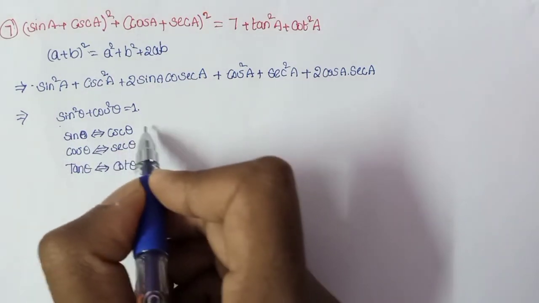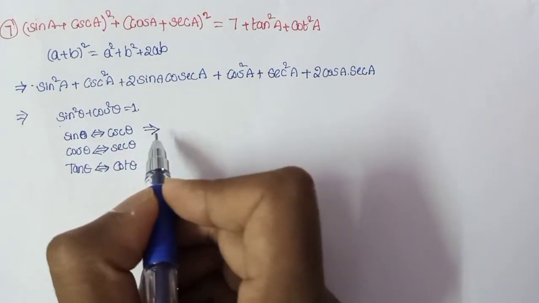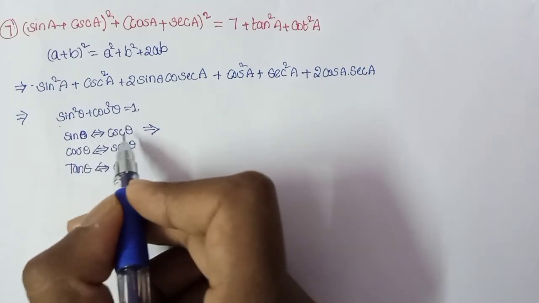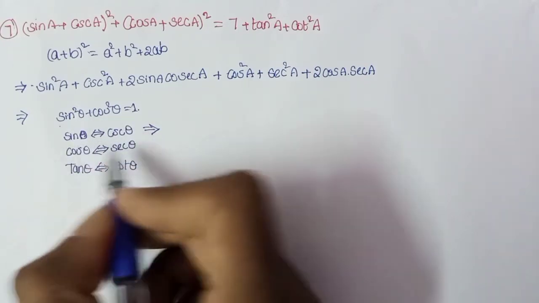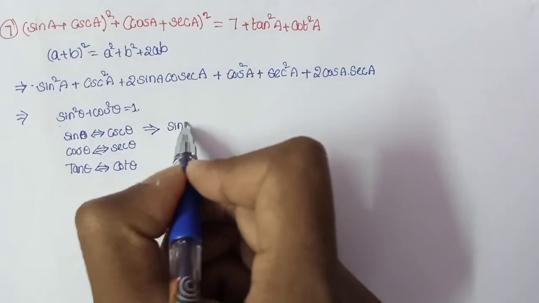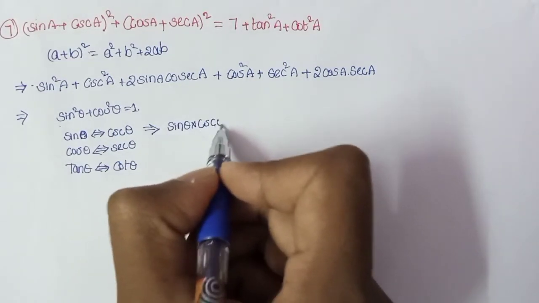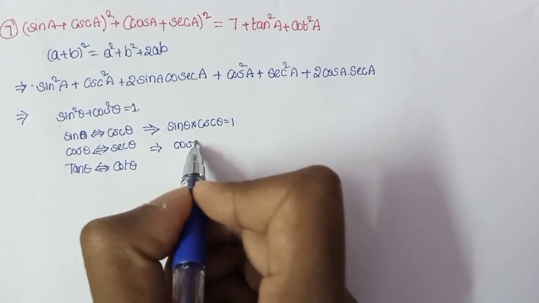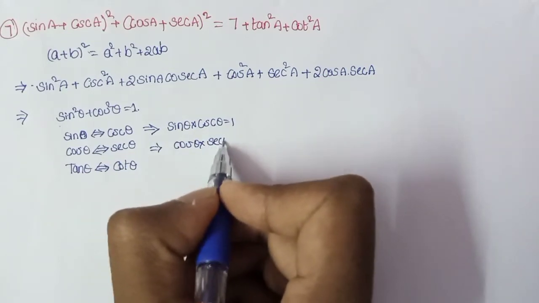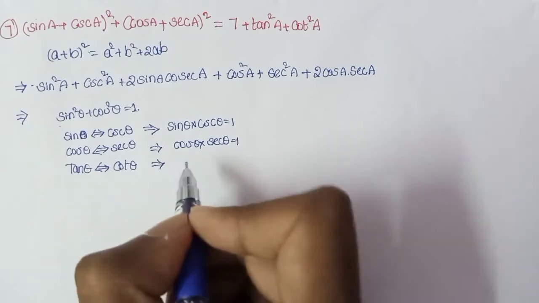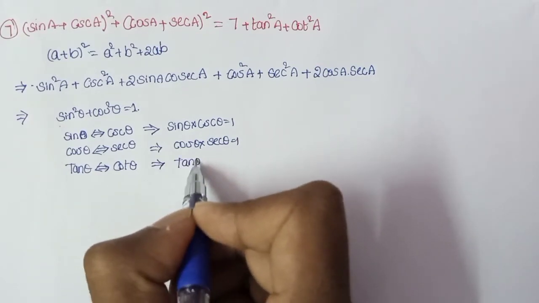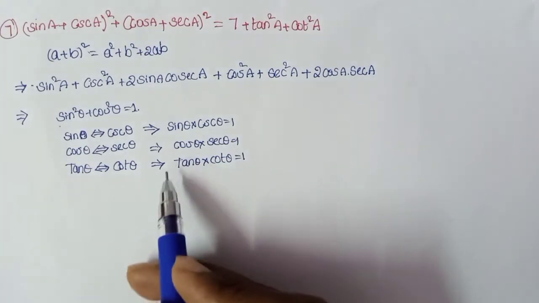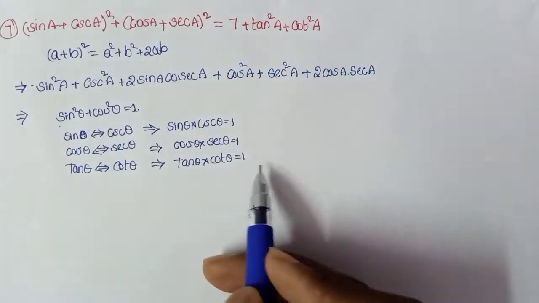What does it mean by reciprocal relationship? That means sin theta is equal to 1 by cosec theta, or cosec theta is equal to 1 by sin theta. So we can write sin theta into cosec theta is equal to 1. Similarly, cos theta into sec theta is equal to 1. This is also tan theta into cot theta is equal to 1. These have a reciprocal relationship.